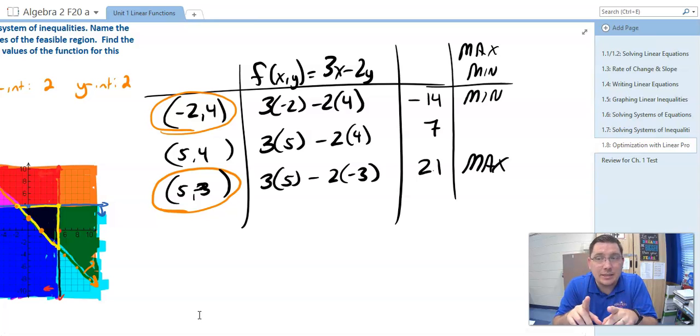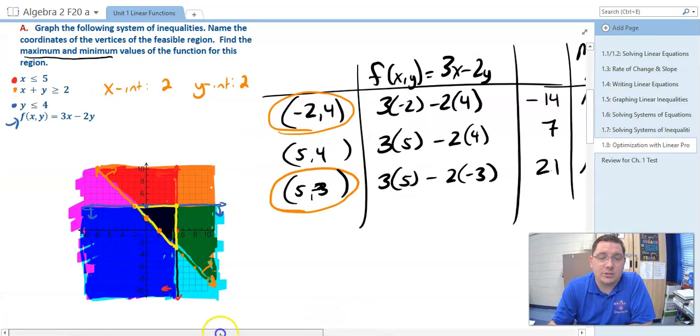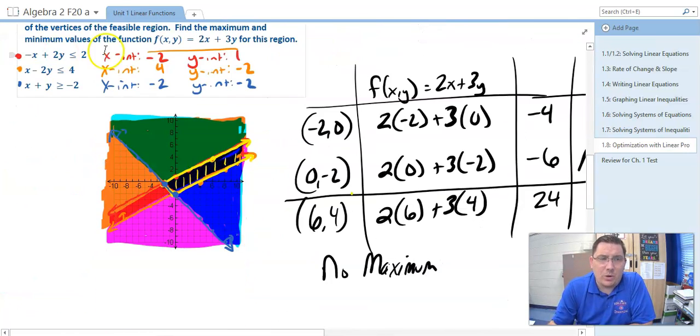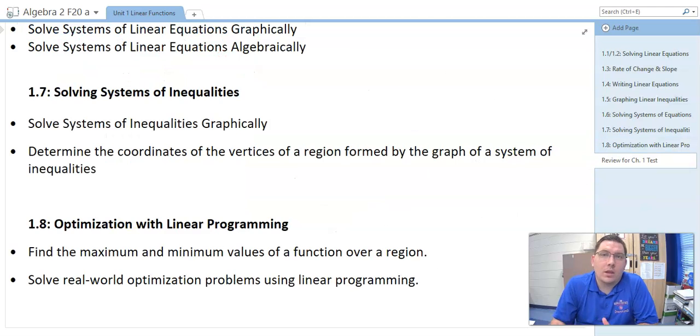You will not get that luxury for the stuff in 1.7 on solving systems of inequalities and solving systems of equations. You will have to graph those lines for those two sections. And so think about what you're going to get out of these to be able to get your maxes and your mins. So that's all of Chapter 1 in a nutshell.